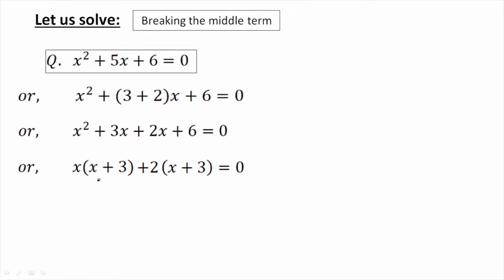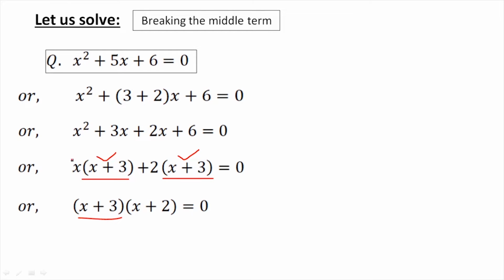Now here we see that x plus 3 and x plus 3 is again common. So we'll take this whole term x plus 3 common. When we take out x plus 3 as common, what is the term remaining inside? It will be x plus 2. So this is how we get x plus 2. Now x plus 3 into x plus 2 is equal to 0.